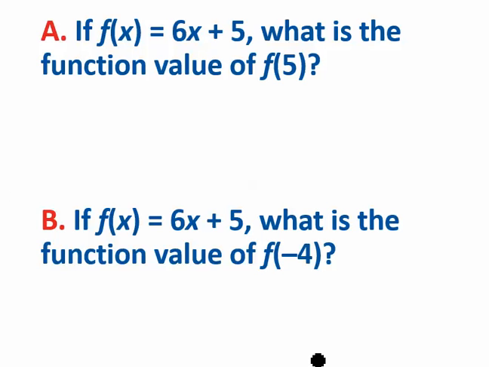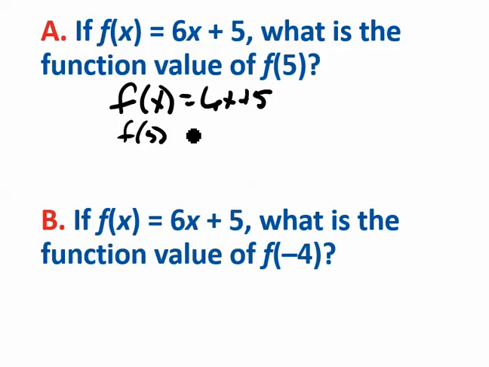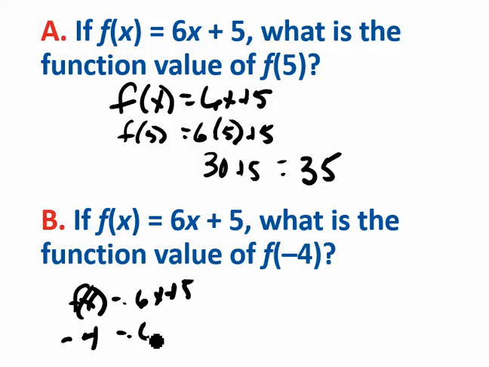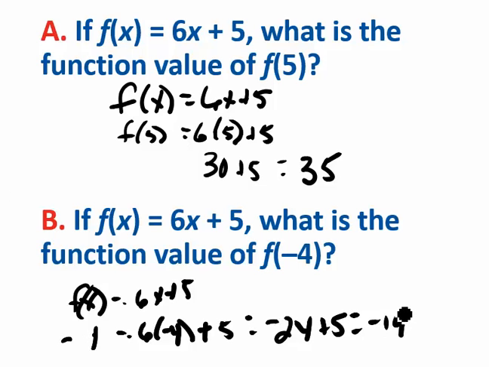function value of 5? We would substitute that in. F of x is equal to 6x plus 5. If x is 5, then 6 times 5 plus 5 is 30 plus 5, so it's equal to 35. Likewise, if f of x is 6x plus 5, but x is determined to be negative 4, then 6 times negative 4 plus 5 is negative 24 plus 5, negative 19.